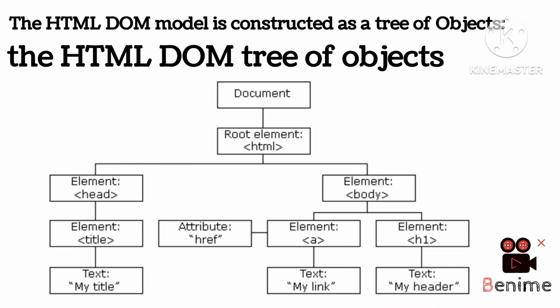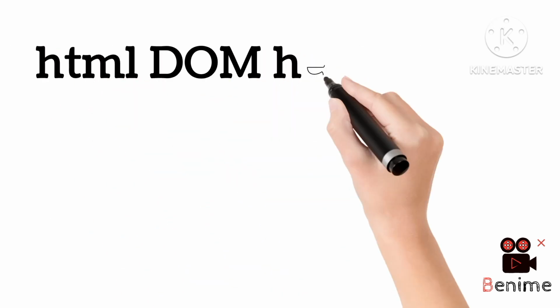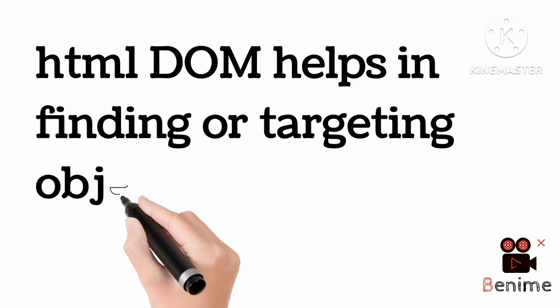As you can see, the first thing is document, and then it runs the HTML tag, and in the HTML tag it is divided into two parts, the head tag and body tag. In the head tag there is title and text, my title, and in the body tag there is h1, the href attribute, and it is my link, and in the h1 it is my header. My link, my title are just for example. The HTML DOM helps in finding or targeting objects in JavaScript.